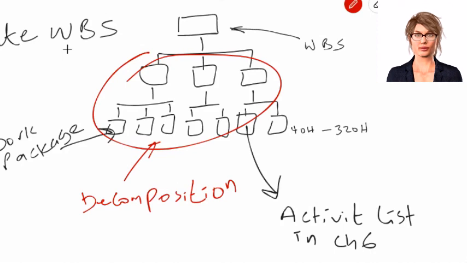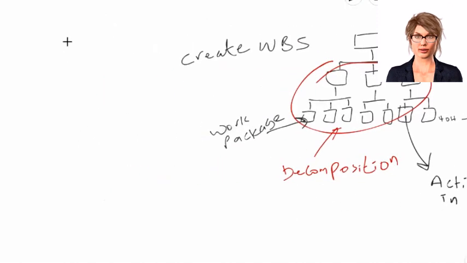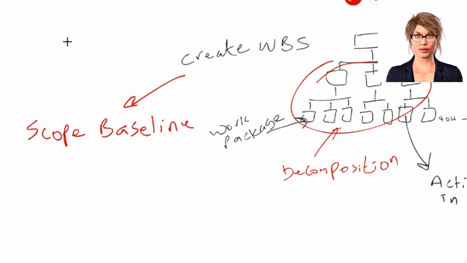Create WBS outputs. Scope baseline. The scope baseline is made up of the approved project scope statement, the work breakdown structure, WBS, and WBS dictionary. The following definitions, though not outputs, are important to understand the WBS, which is a key part of the scope baseline.